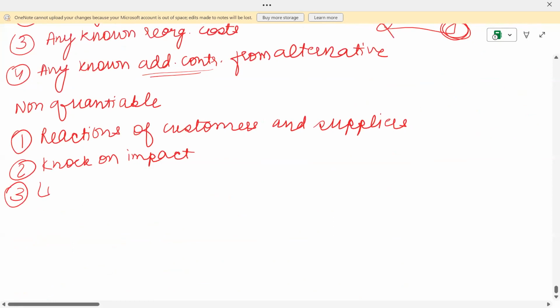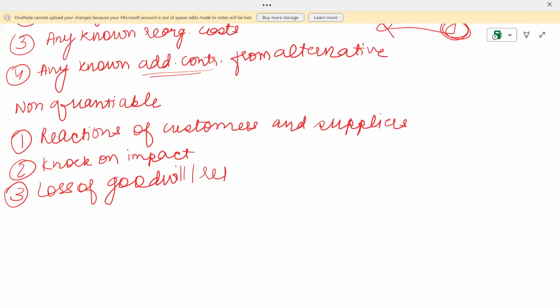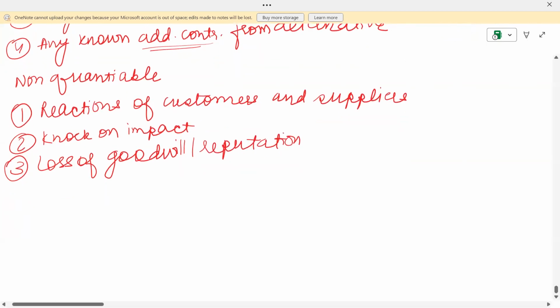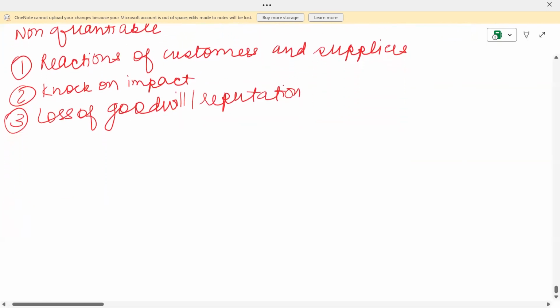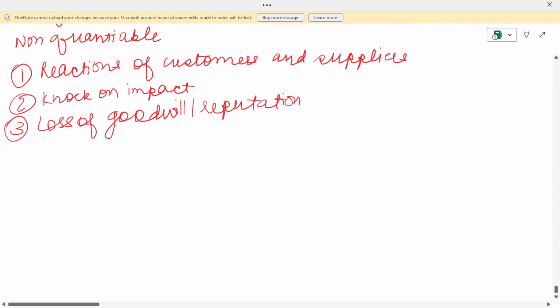Another thing to consider is the loss of goodwill or reputation. Because you're shutting down some part of your business, people may conceive that you're making losses, and it may lead to loss in your goodwill. So this is about the shutdown decisions.